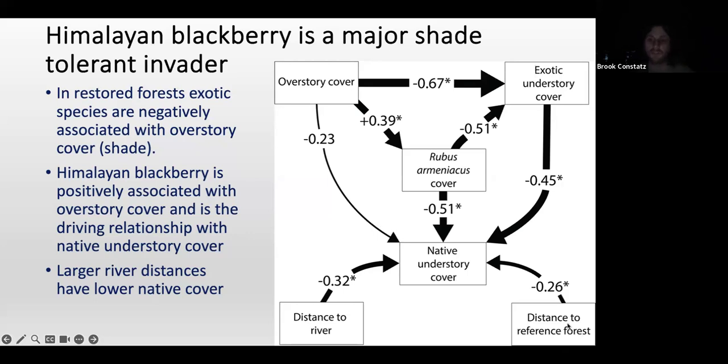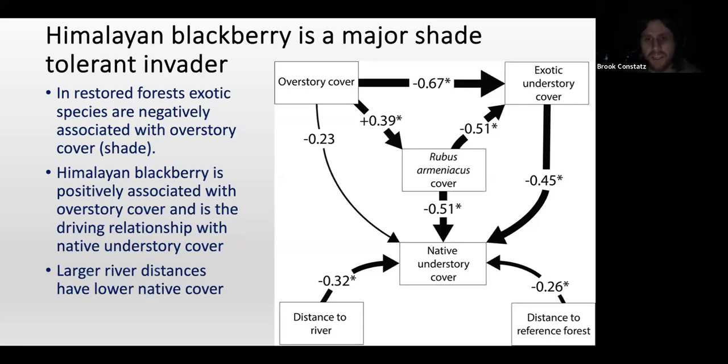And if you're further from reference forests, you have less native understory cover. So if you plant a restored forest near the river or near a reference forest, there's a good chance you could get more. There's an association that you could get more native understory cover. This isn't causal. There would need to be an experiment to really reinforce that.